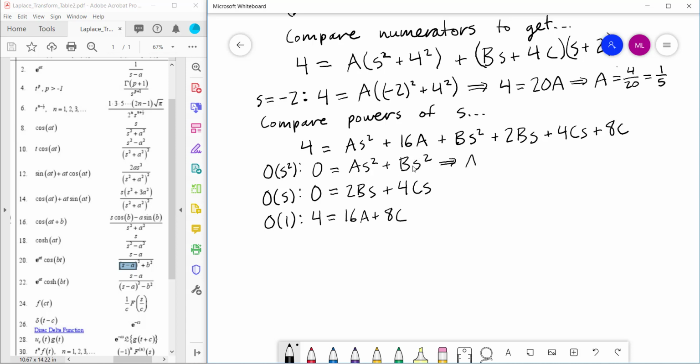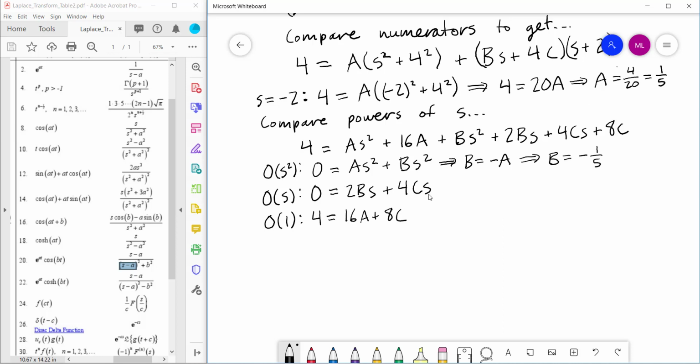So this tells me that a has to be equal to negative b, or alternatively b equals negative a. Maybe that'd be a clearer way to write it, because I've already solved for a. So what does b have to be? b would have to be equal to negative 1/5.